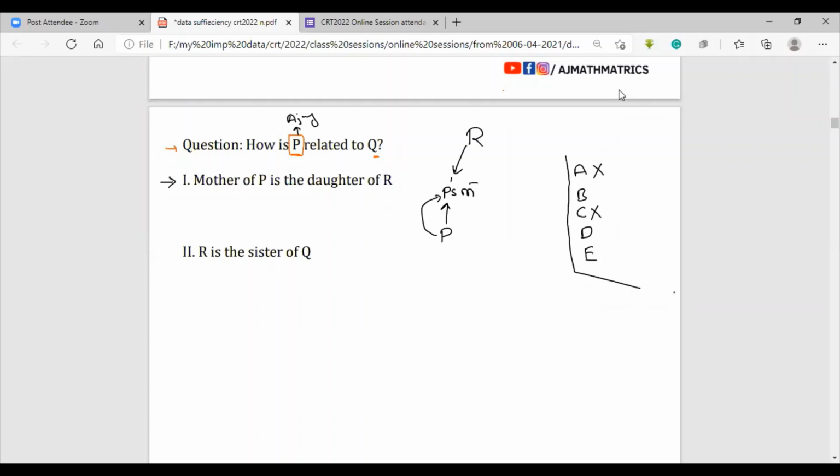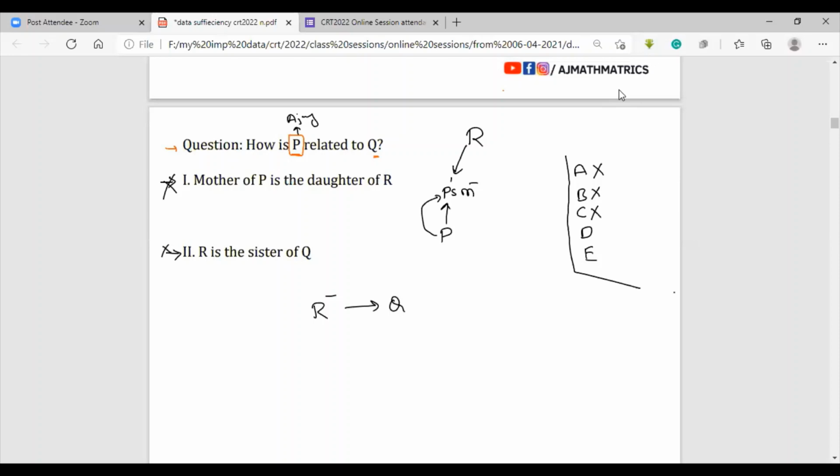Now, whenever you're trying the data in statement 2, think that there is no first statement. Okay. Now, R is the sister of Q. The second statement says R is the sister of Q. If R is the sister of Q, there is no P in the second statement. So, 2 alone is not sufficient. Which means the option must be either D or E.